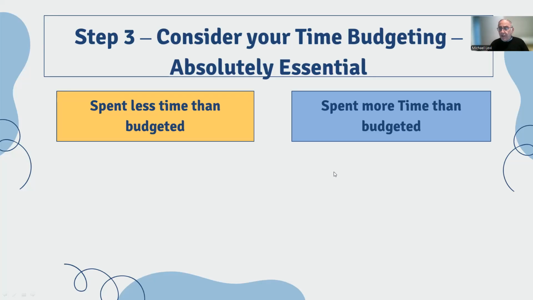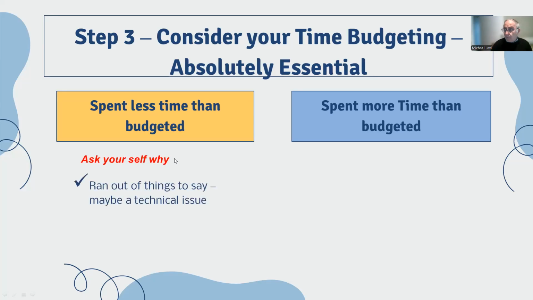Presumably, I set up a budget for each of the required. Let's say I budgeted 15 minutes for required X, and I ended up spending less time than budgeted. So I'd want to ask myself why. Perhaps I ran out of things to say because a technical issue came up and I just didn't know enough about that technical issue. A particular tax issue came up, and let's say, for example, residency, and I hadn't studied that, and therefore I had nothing to say. So as a result of that, I spent much less time. There's only so much you can say when you haven't studied a topic properly.